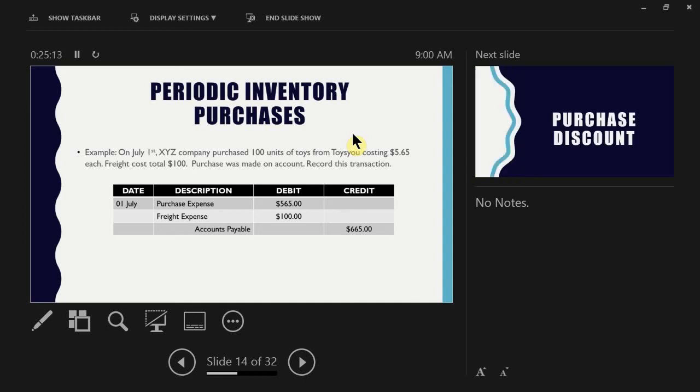$665. Correct. And then what always has to be true when we complete our journal? Debits have to equal credits. So here you go. My debits match my credits. And that's exactly how you're going to journalize a purchase of inventory under the periodic tracking method. Any questions in regards to this?